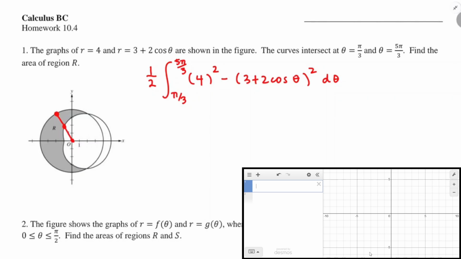And so I'm just calling for that integral. Okay, I need to put the 0.5 on the outside, then from pi over 3 to 5 pi over 3, 16, well, minus 3 plus 2 cosine t squared. That's the end of the integrand dt. All right, 21.730.